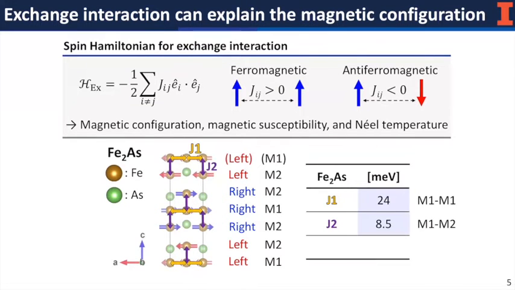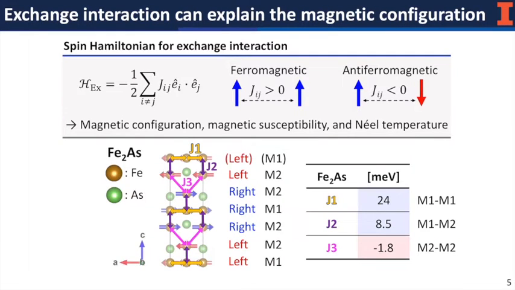Next, the second neighboring exchange coefficient, J2, is the M1 and M2 interaction with a positive value. So it explains the ferromagnetic coupling of the M1-M2 layers, resulting in the 3 consecutive parallel spin layers.